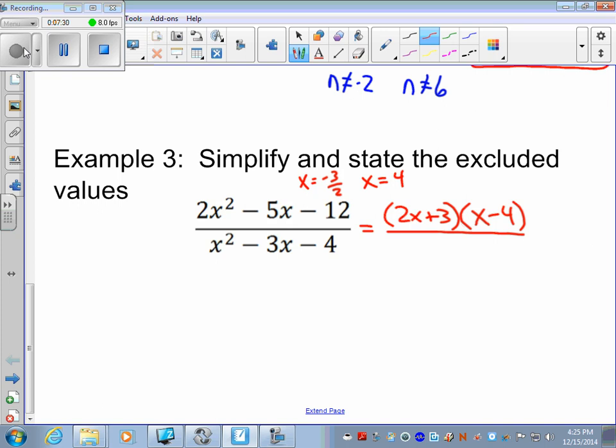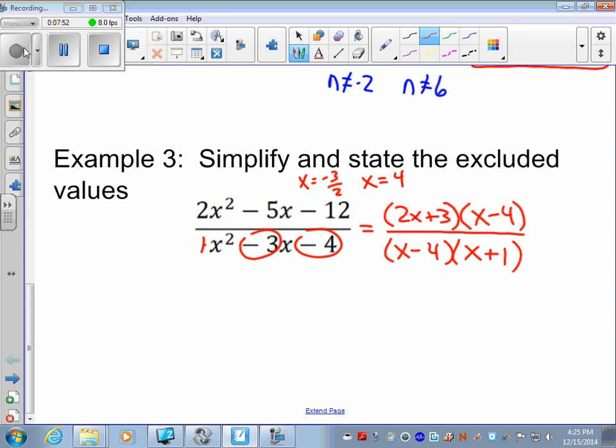In the denominator, we have a leading coefficient of 1. This is much easier. Just do what times what is negative 4 and adds up to negative 3. We're going to set this up with x in the first spot of each binomial. And what times what is negative 4 that adds up to negative 3? That is negative 4 and 1.